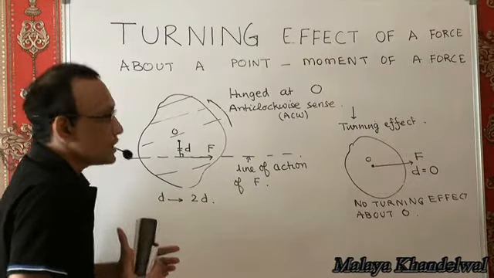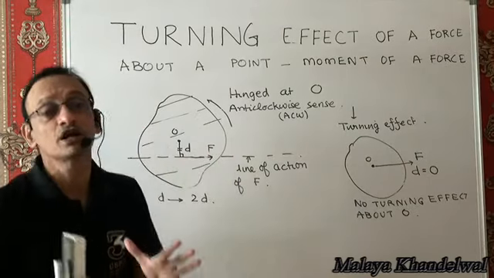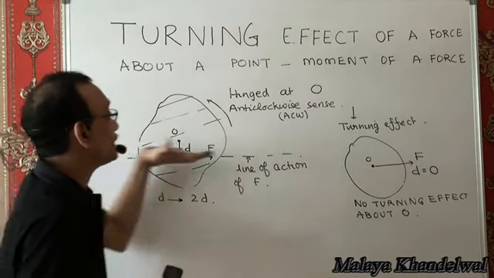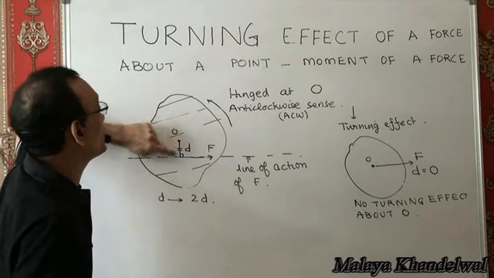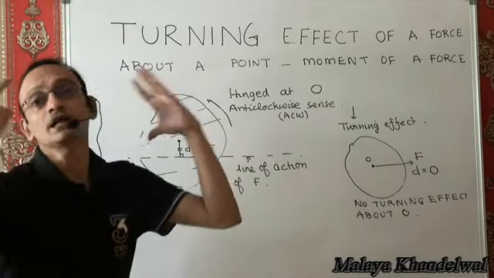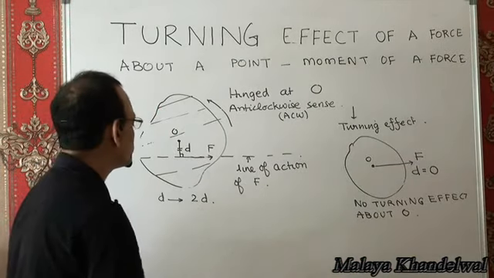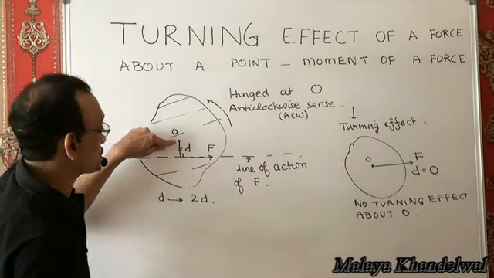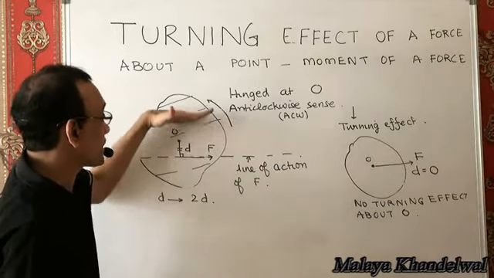Yes or no? That means the turning effect produced by a force about a point will depend on the perpendicular distance of that point from the line of action of the force. The turning effect produced by F about O will depend on D, the perpendicular distance of O from the line of action of the force. If I increase D, the turning effect will increase. If I decrease D, the turning effect will decrease. Yes or no? Right? So for sure, for a given F, the turning effect about a certain point will depend on how far that point is from the line of action of the force. That means the perpendicular distance, D.